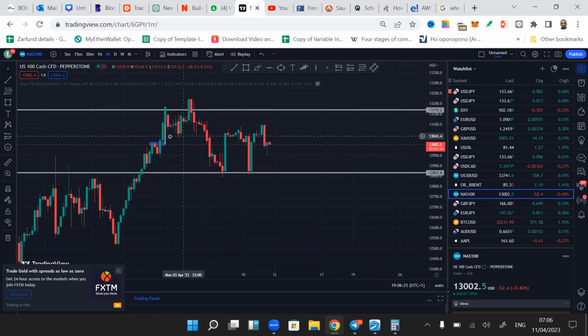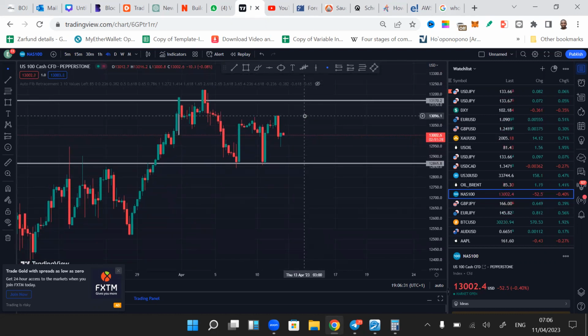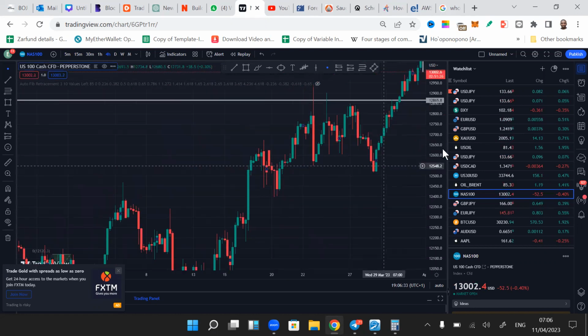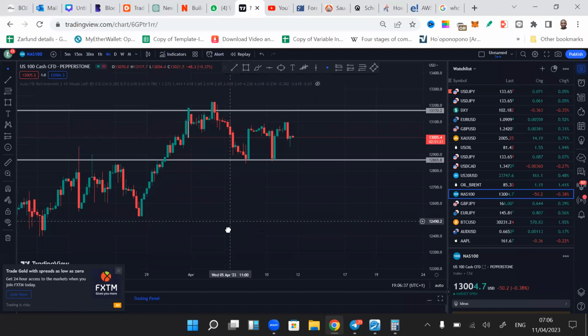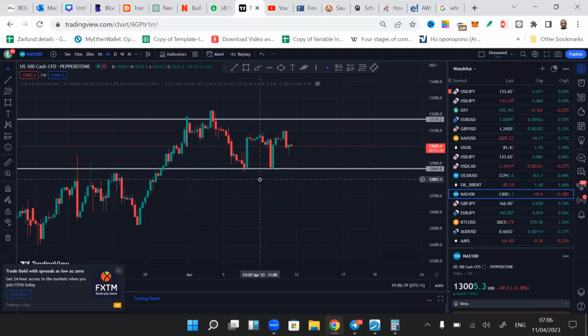Okay, so let's look at something now. Let's say we want to enter this trade for a buy. We can see that it is a buy trend, right? It's a buy trend. Nice. So we wanted to enter this trade for a buy. We wanted to enter a trade on NAS 100 for a buy.